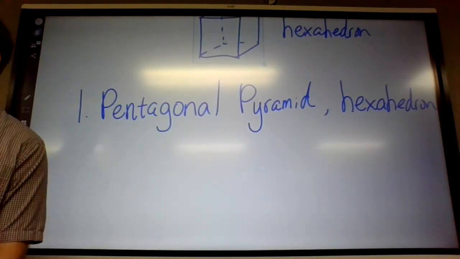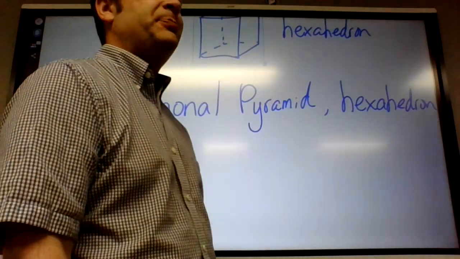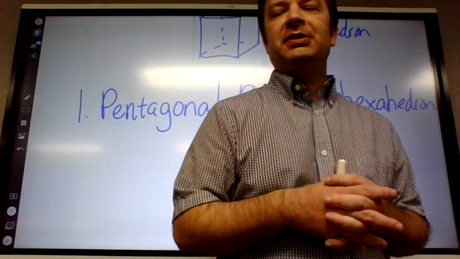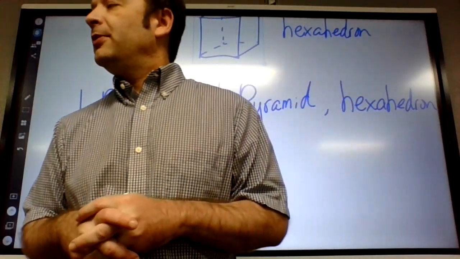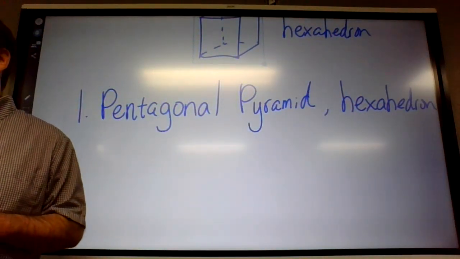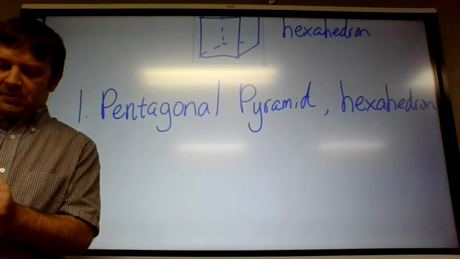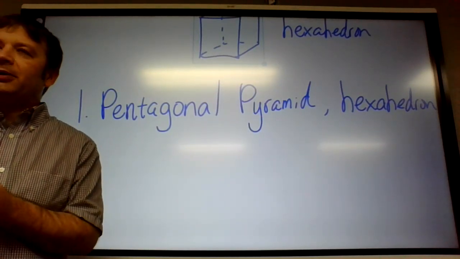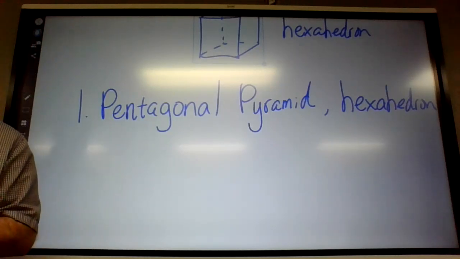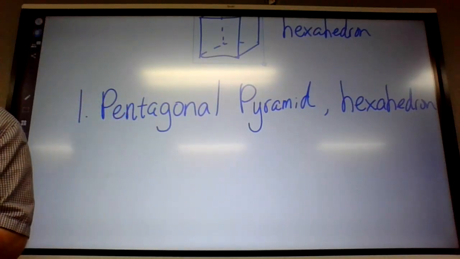Number 3, how many lateral faces does the figure contain? I just mentioned this. Lateral faces are the sides that come up from the base. So how many lateral faces does the pyramid have? 5. Remember, we just talked about it. There's a triangle for each side coming up. So there are 5 triangles that make up the lateral faces.